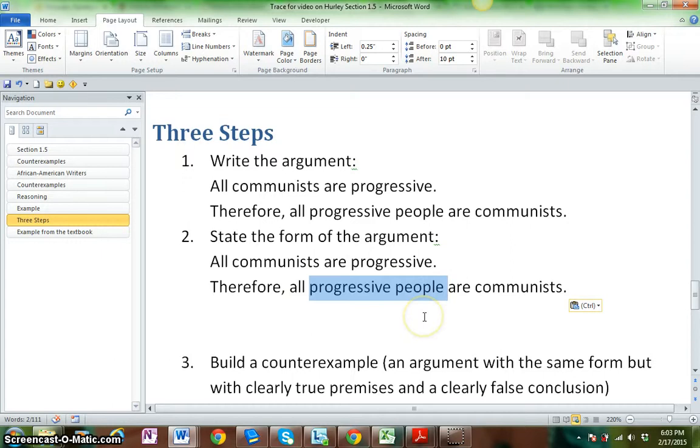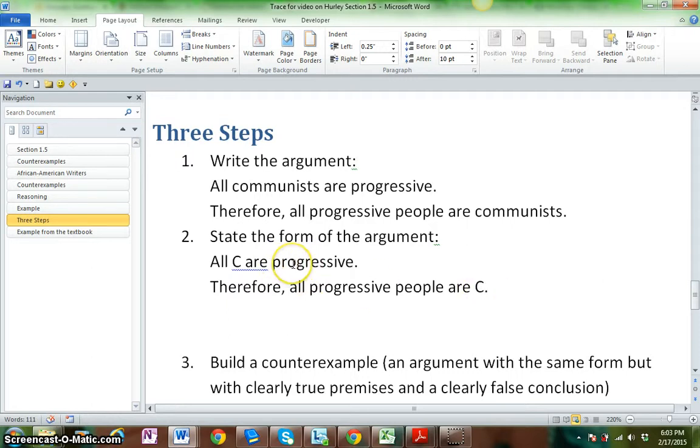So what you do to state the form is you leave everything as it is, but you replace the categories with letters. And you do this uniformly. So for each category, you use a single letter. So for communists, you might use the letter C. You use capital letters of the English alphabet. So you just scan the whole argument and replace all occurrences of communists with a capital C.